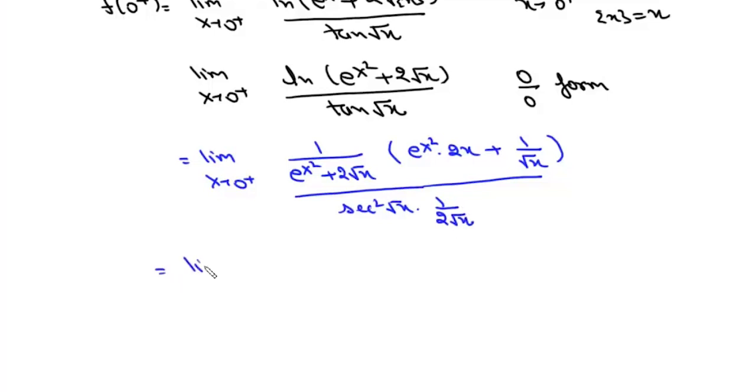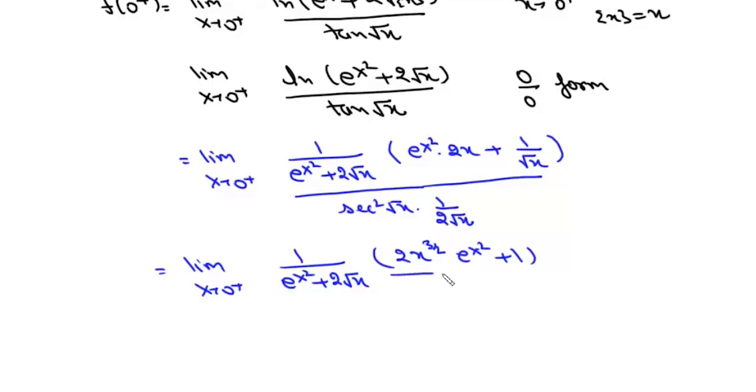Now we'll write this as limit x tends to 0 positive 1 upon e to the power x square plus 2 root x, and here this value will be 2 x to the power 3 by 2 into e to the power x square plus 1, and here it will be secant square under root x, and then this under root x will cancel, and we'll take this 2 in the numerator. Now if you put x as 0, it will be this 2 into 1, and here will be this 1 into 1. So this value is 2.